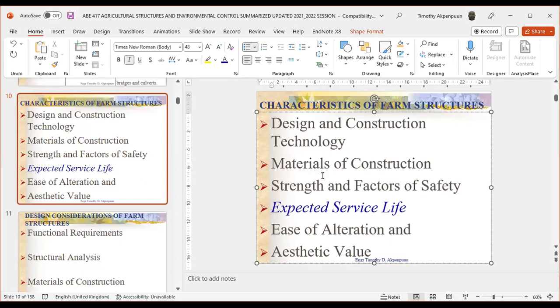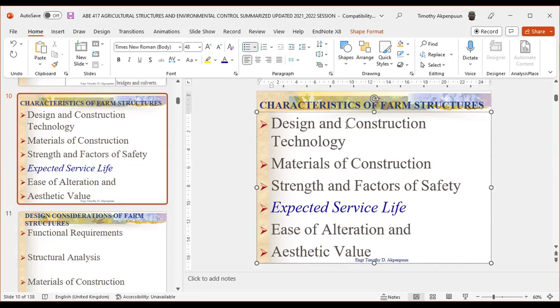Assume you are given a contract to construct a greenhouse. And look at this. First thing, what are the questions you're going to ask? Is it a standalone greenhouse? If the answer is yes, that's the design and construction technology. Look at it now. Is it a standalone? Is it a gutter connected? Or is it a lean-to greenhouse? If the answer is yes for standalone, that's the design.